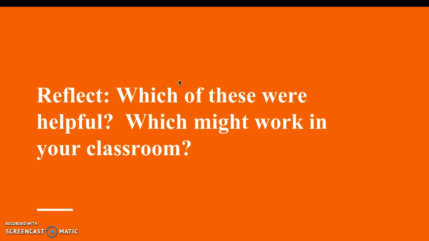All right, one of the questions that you might be asked later is which of these were most helpful, which might work in the classroom. So if you want to take an opportunity to kind of reflect on that, that would be a good idea as to how you can actually incorporate these into your classrooms.